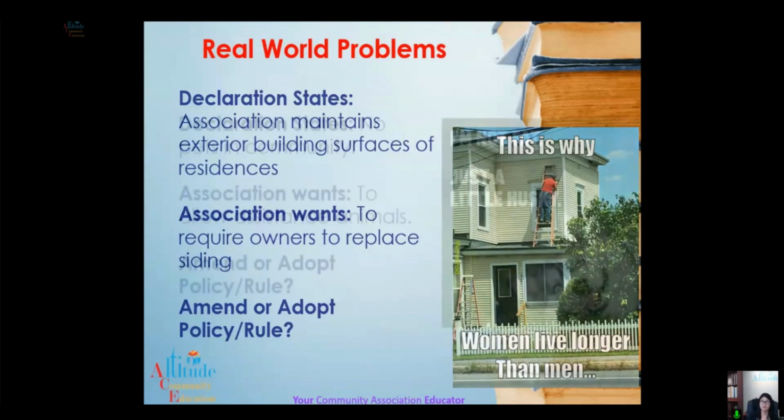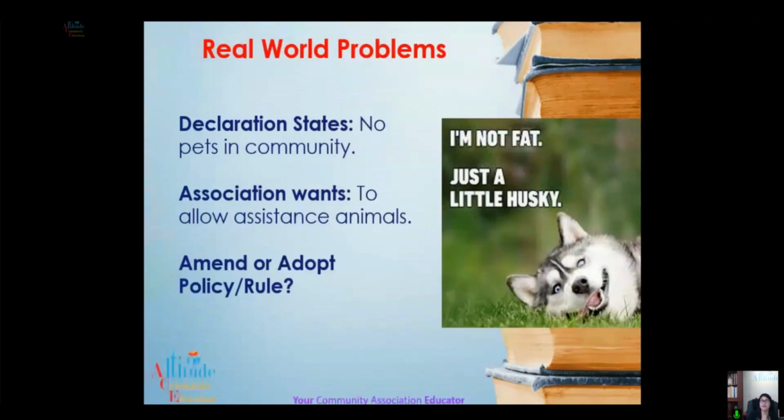All right. Another great one. No pets in the community. That's what the declaration says. The association wants to allow assistance animals. Is it going to amend the declaration, or is it going to adopt a policy?